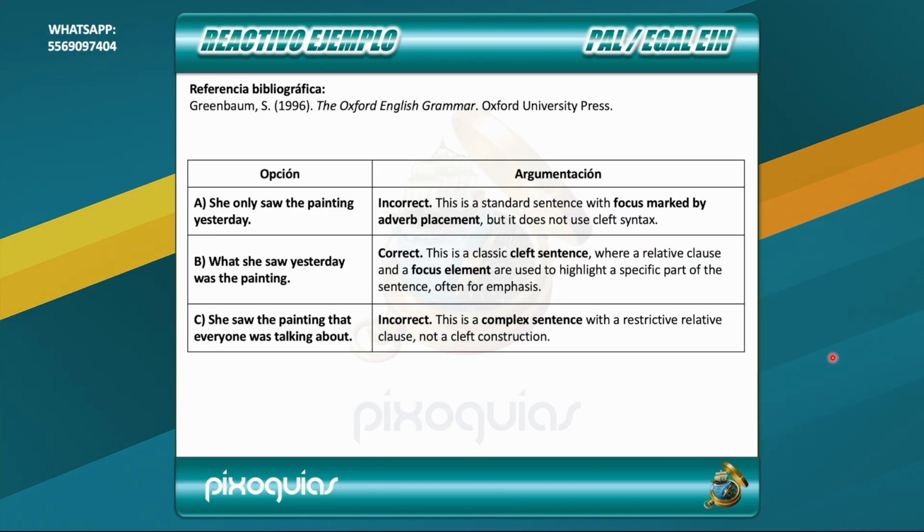The correct answer is B. What she saw yesterday was the painting. Why? Because this is a classic cleft sentence where a relative clause and a focus element are used to highlight a specific part of the sentence, often for emphasis. A. She only saw the painting yesterday is incorrect because this is a standard sentence with focus marked by adverb placement, but it does not use cleft syntax. And C is incorrect because this is a complex sentence with a restrictive relative clause, not a cleft construction.